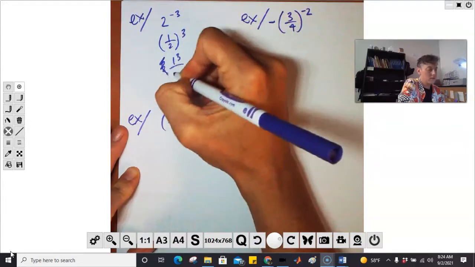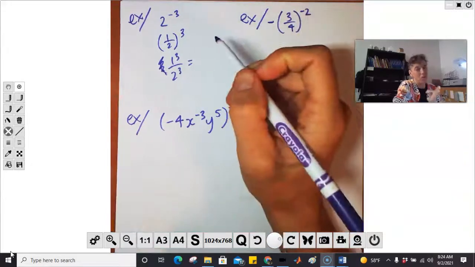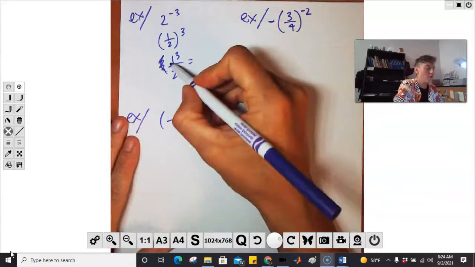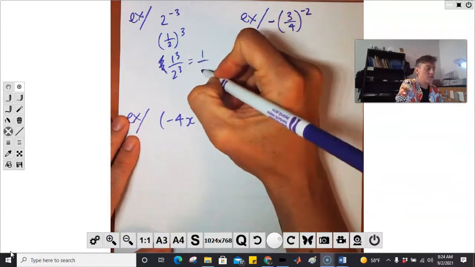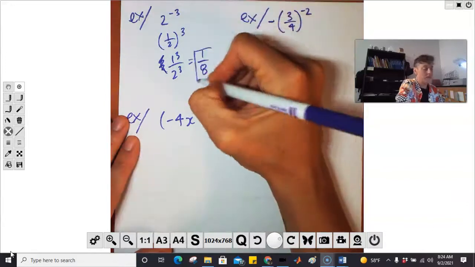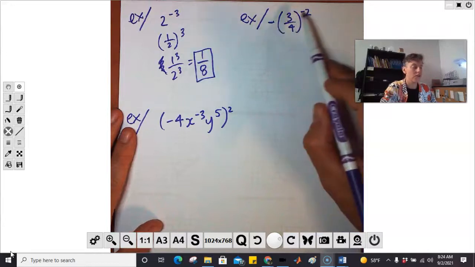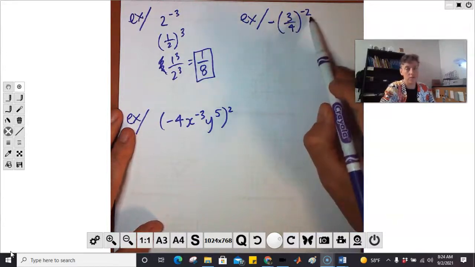1 cubed over 2 cubed. 1 cubed, that kind of looks like 13, but you heard my words where I said cubed. 1 to the third power is 1. 2 to the third power is 8. And that's as good as we're going to get, folks. Et voila.